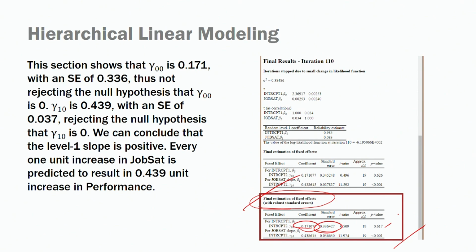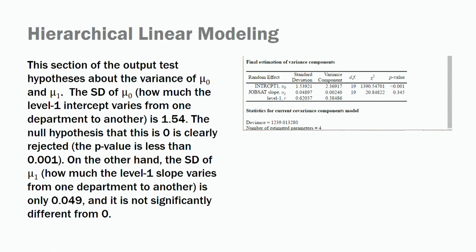not less than 0.05. And if we look at the slope beta 1, the coefficient is 0.44, the standard error 0.04, and the p-value is less than 0.05. So we do have a significant slope for job satisfaction, the effect of job satisfaction on performance. And now we needed to see if these coefficients, the intercept and the slope, vary across departments or between departments.